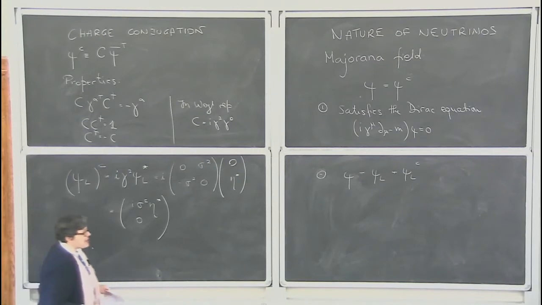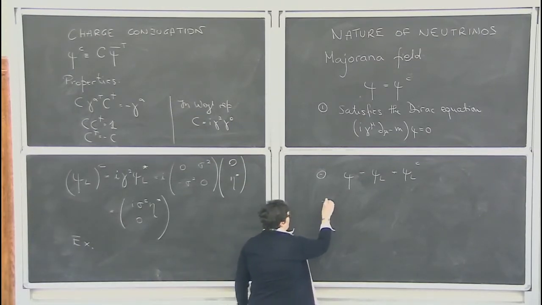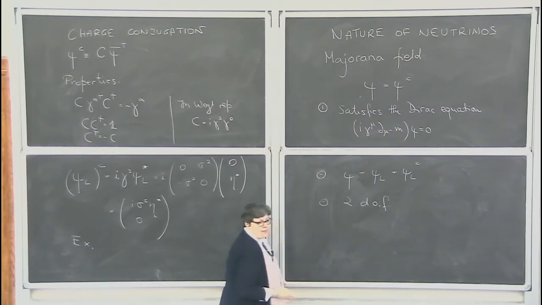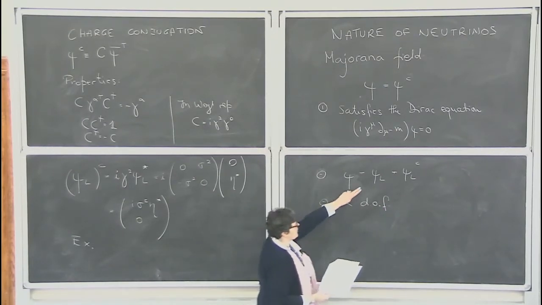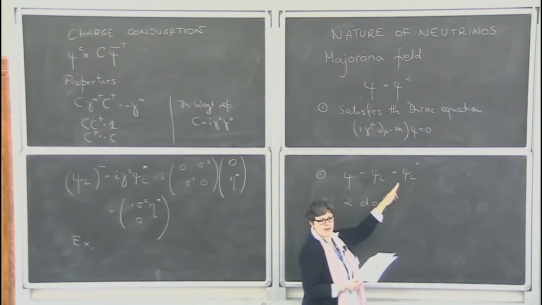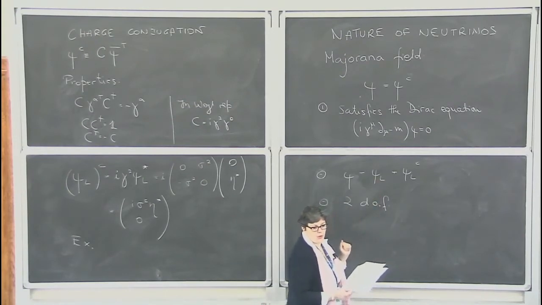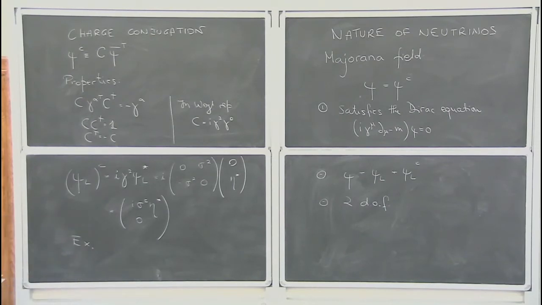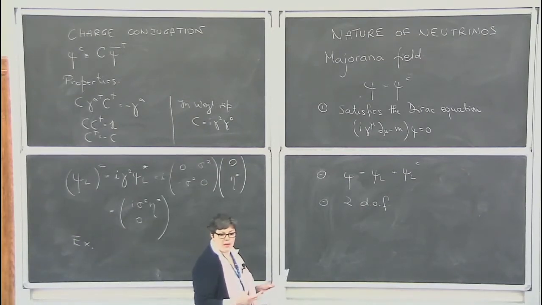And this also tells you immediately that you have only 2 degrees of freedom and not 4 like a fermionic field. Because 2 degrees of freedom are here, and this contains the other 2 degrees of freedom, but which are identical to these ones. So the Majorana condition reduces the degrees of freedom to only 2. And in fact, you cannot really talk about neutrinos and antineutrinos when you talk about a Majorana field.